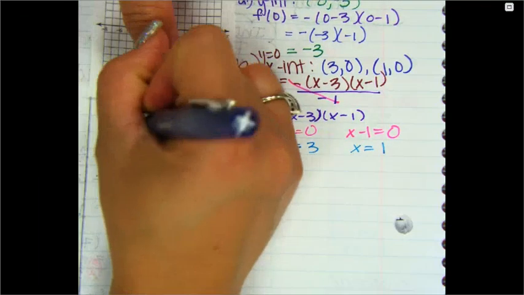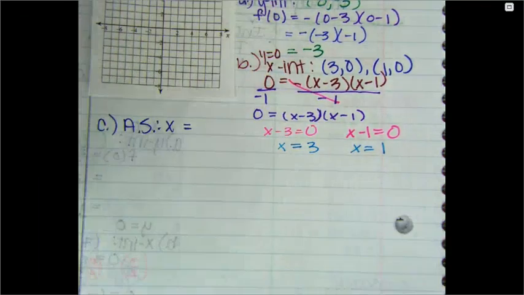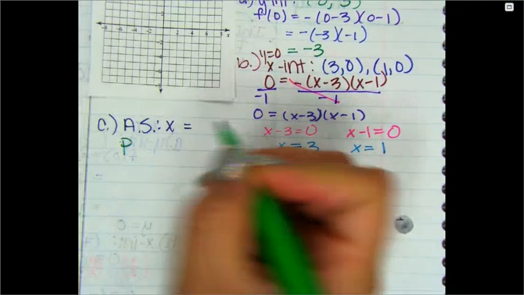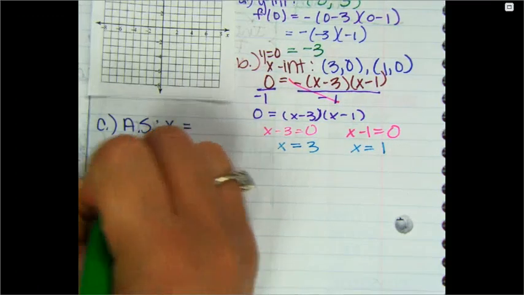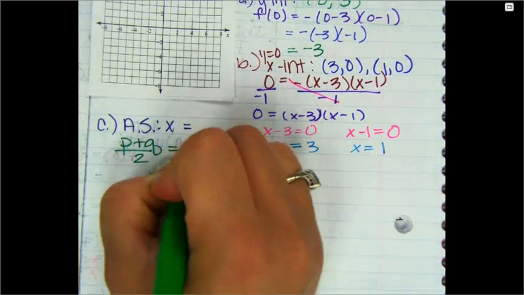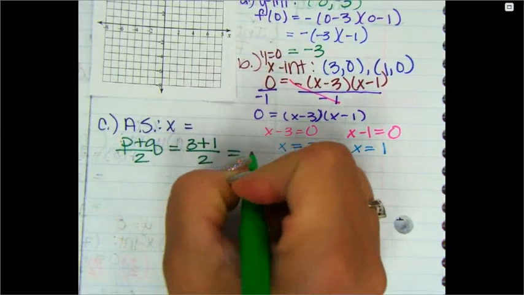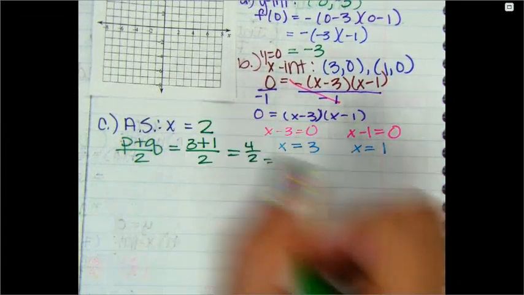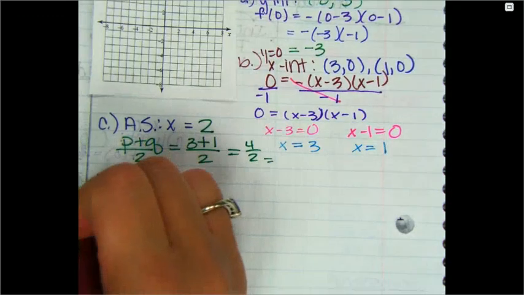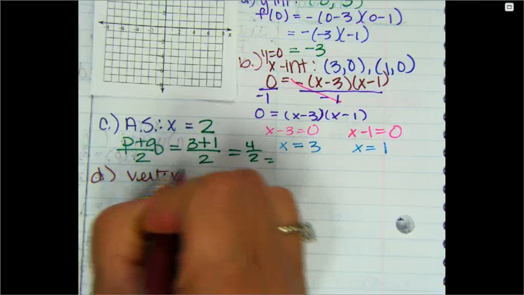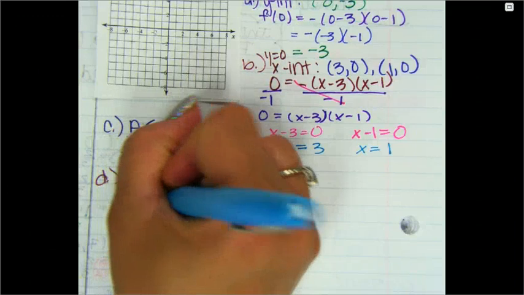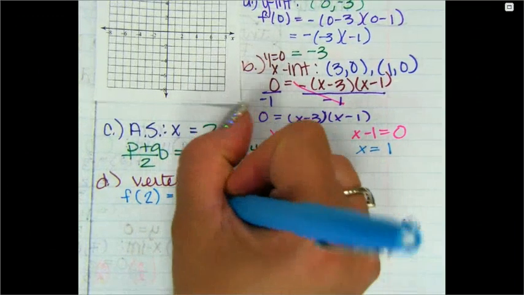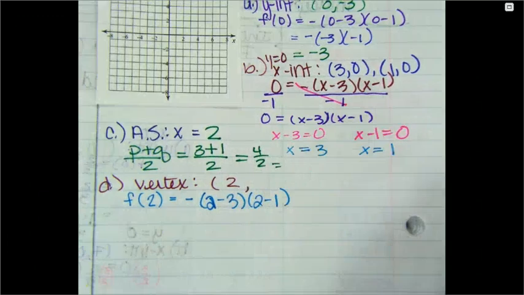All right, next. Letter C. Axis of symmetry. X equals something. How do I find it? PQ or P plus Q? P plus Q divided by 2. So P plus Q over 2, which is 4 over 2, which is 2. Letter D, vertex. 2 comma something. How do I find the something? Plug in 2. So f of 2 equals negative times 2 minus 3 times 2 minus 1.